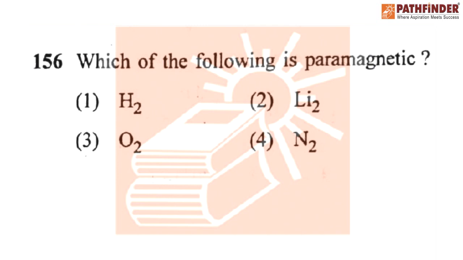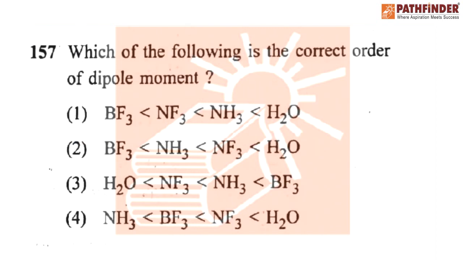Which of the following is paramagnetic? It is a very familiar question. Without even applying molecular orbital theory concept and electronic configuration, we can easily solve, because we know that O2 is paramagnetic, because the last two electrons of O2 go into pi star 2px1 and pi star 2py1. So obviously it is paramagnetic in nature because unpaired electrons remain. Okay, so O2 is paramagnetic. Let's move on to question number 157.